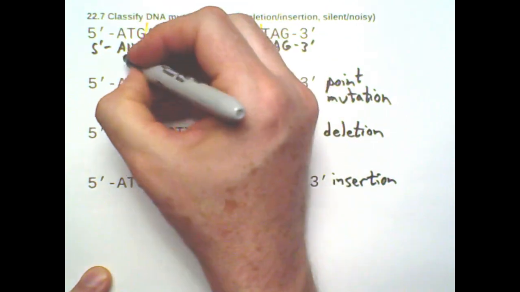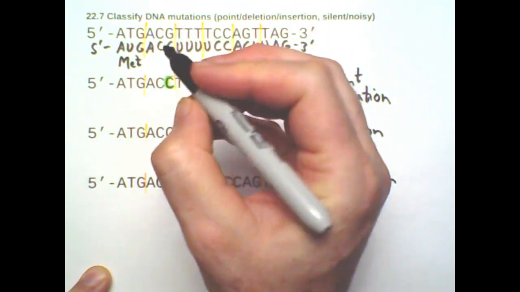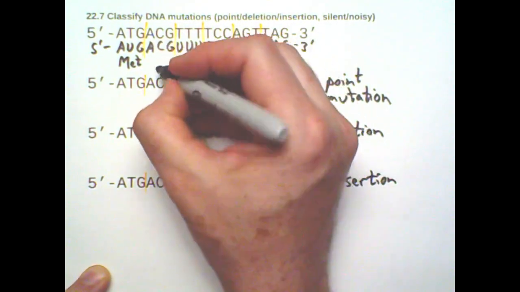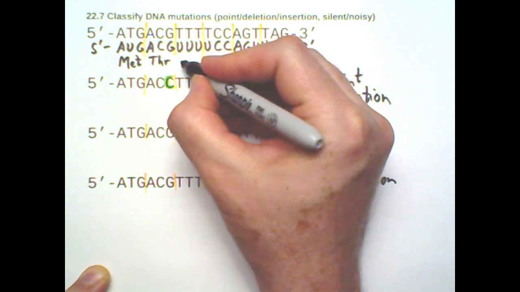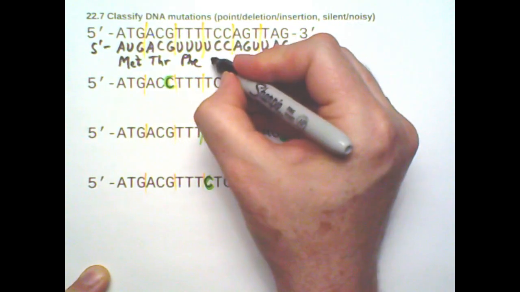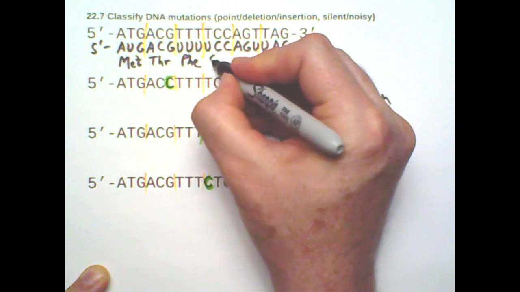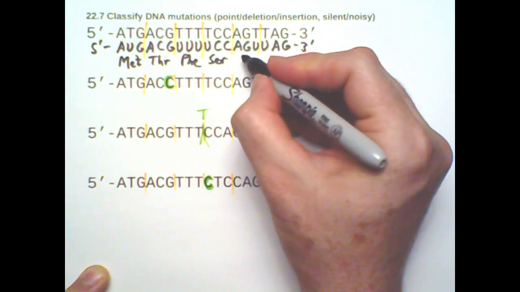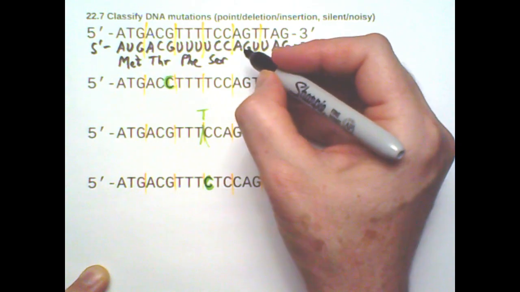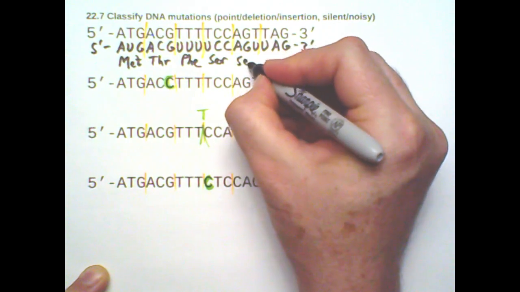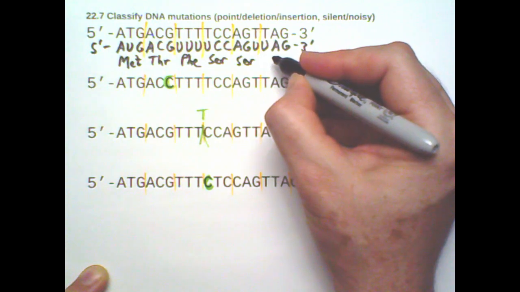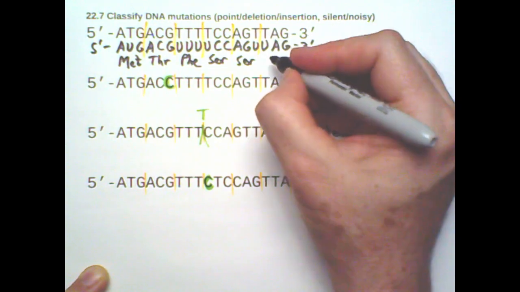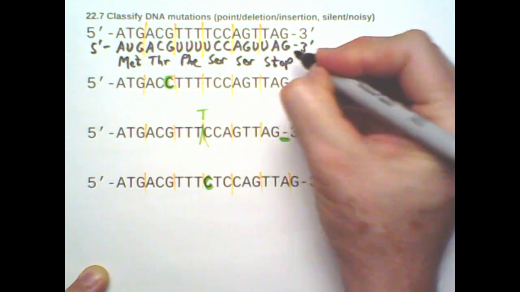Our AUG gives us methionine, ACG, threonine, UUU, phenylalanine, UCC, serine, AGU is another serine, and UAG is a stop codon.